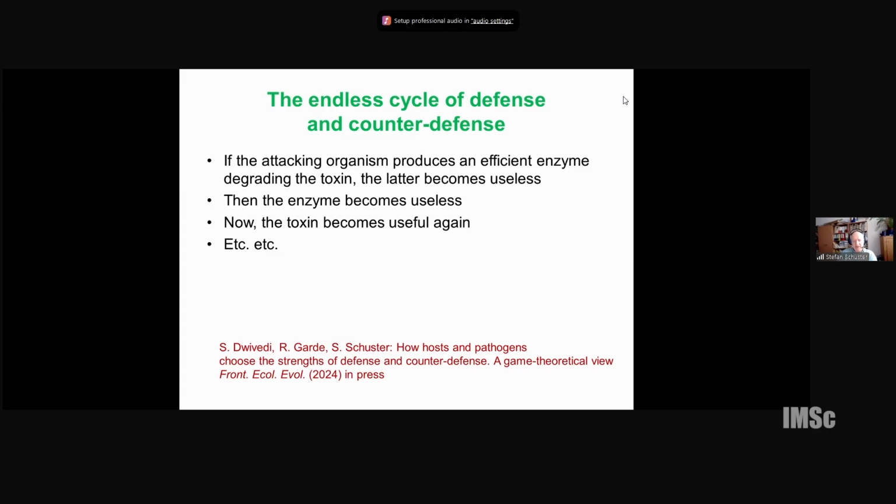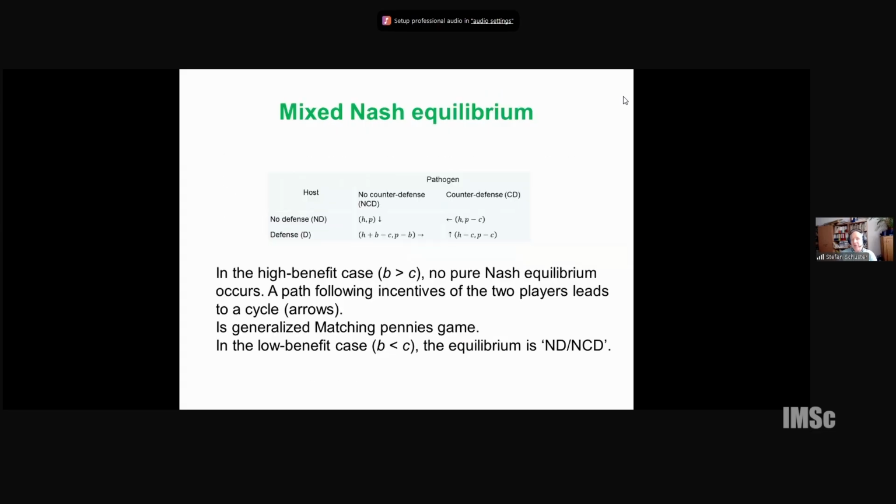And now we have again this collaboration with Ravindra Garde, who's also from India. He was in my group, but he's now a postdoc in Braunschweig in Germany. And we have now a paper in press where we describe this by game theory.